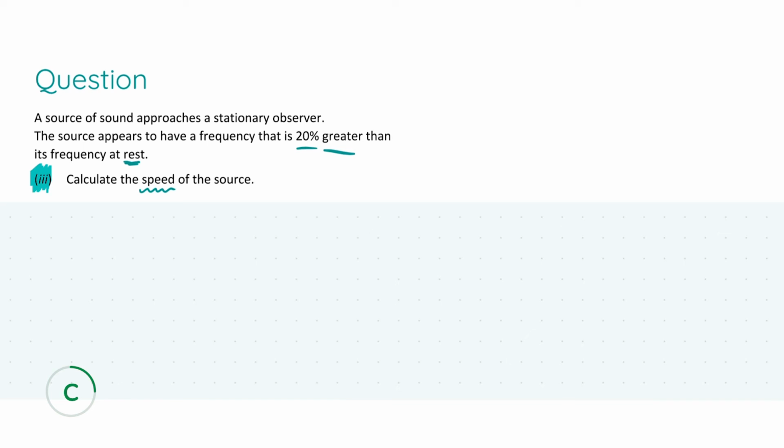Now this might come across as a little bit challenging at first, because what we know is very little. What we know is there is a frequency that appears to be 20% higher when moving than when it is stationary, and that's about it. We need to be able to calculate the speed of the source from this very little information.